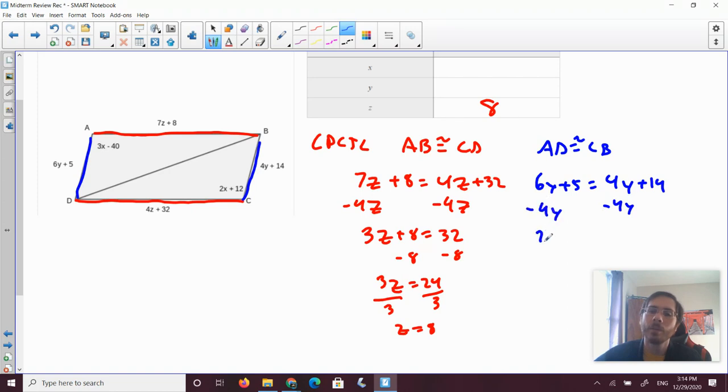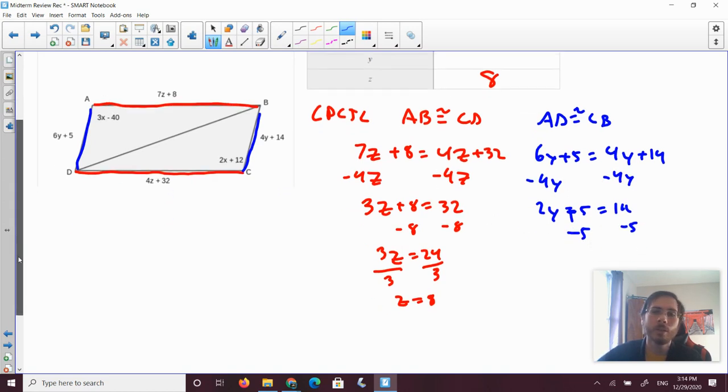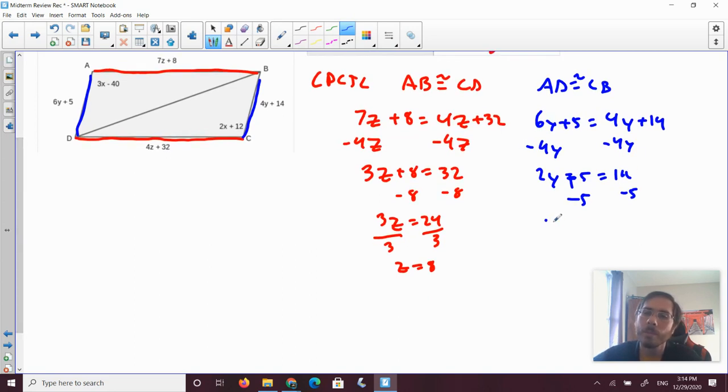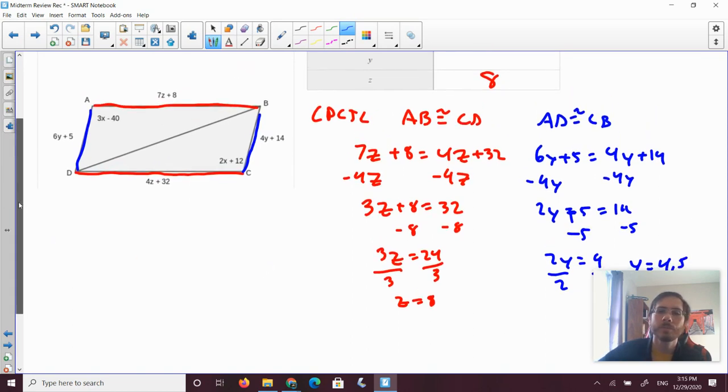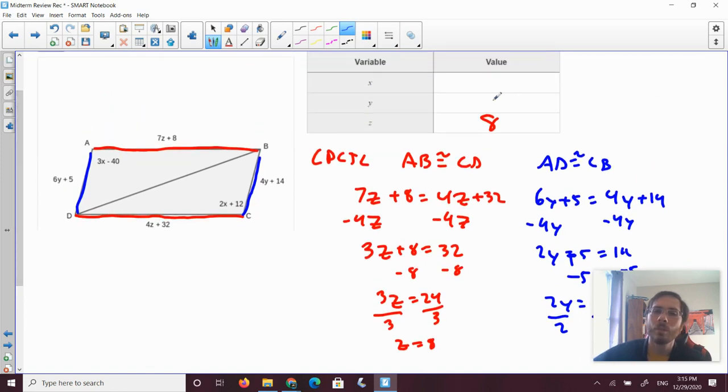Minus 4y on both sides. So we get 2y plus 5 equals 14. Subtract 5 from both sides. My picture's in the way. That's all right. 2y equals 9. Divide both sides by 2. So we get y is 4.5. So we'll put that up here, 4.5.